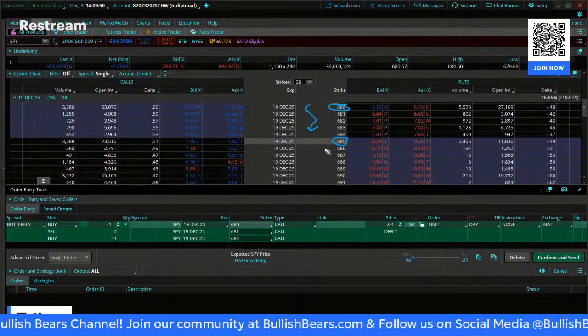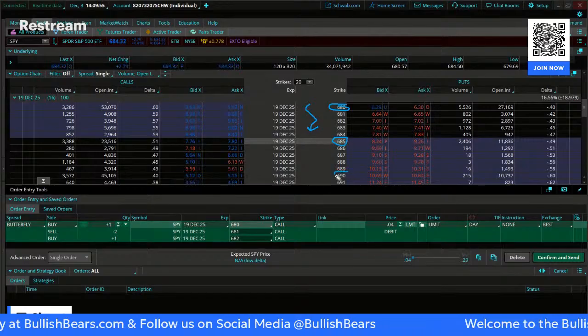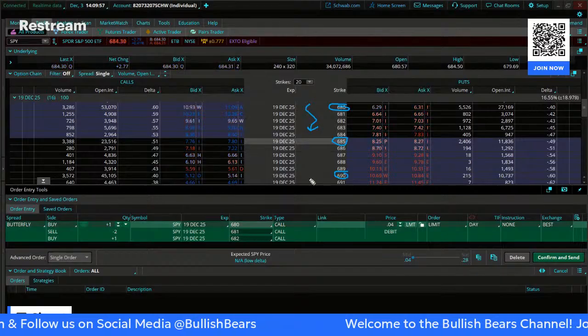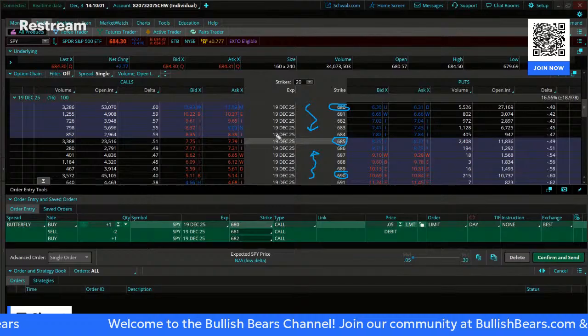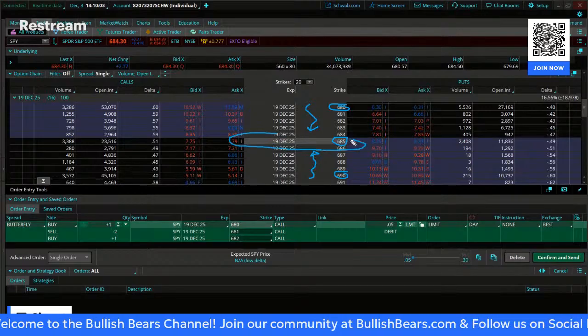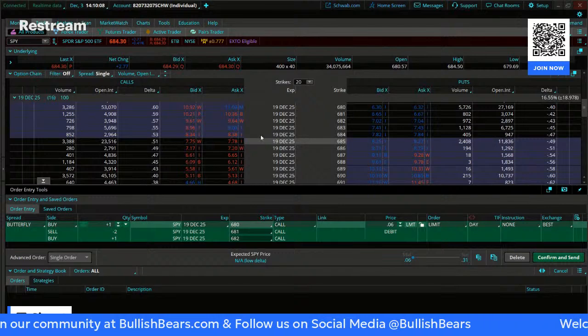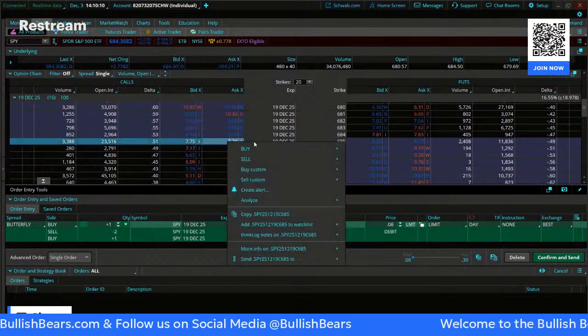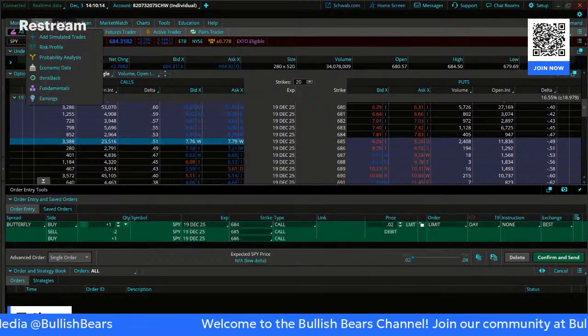I need the market to go up. But if I sell the 680 and I buy the 690, that's a short call vertical. I need the market to go down. When we put those two together, it says I need the market to stay right there. And if it'll stay right there, this trade will make money. So let's put that butterfly on, or at least send it over to the Analyze tab.